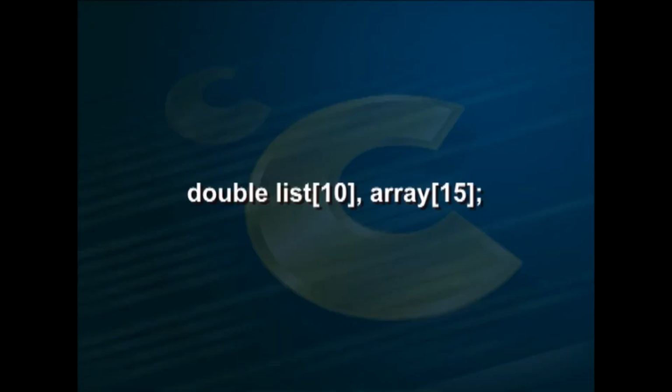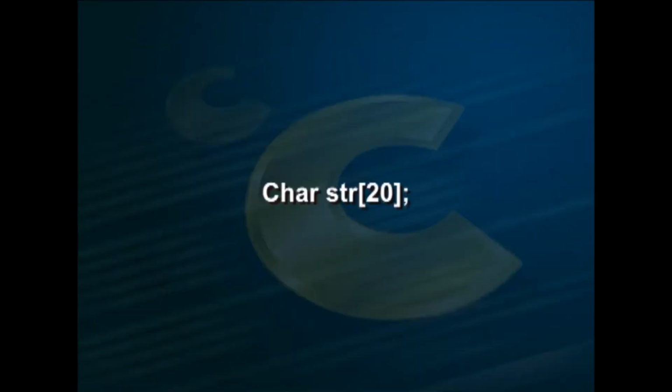The declaration double list[10], array[15] declares two arrays named list and array having 10 and 15 elements respectively of double precision data type. The identifier array is also a valid array name, and it is not a keyword. The declaration char str[20] declares character array str having a maximum of 20 characters.